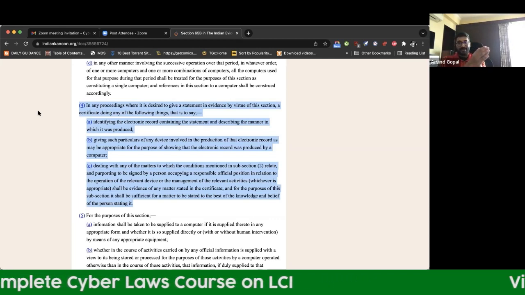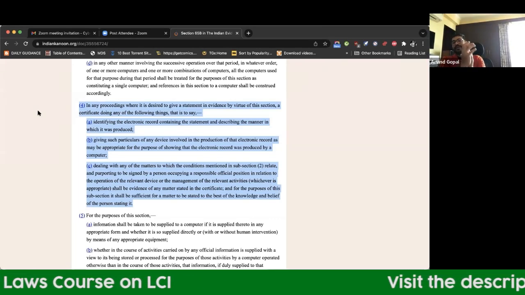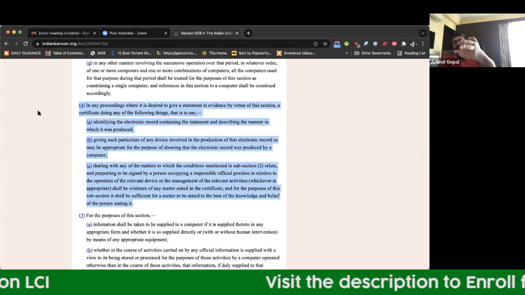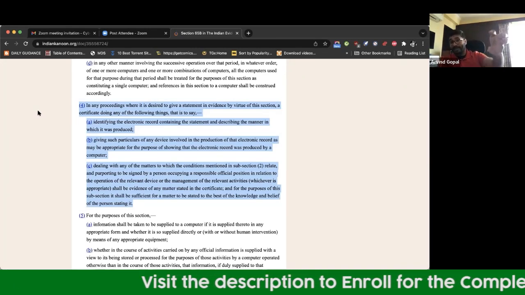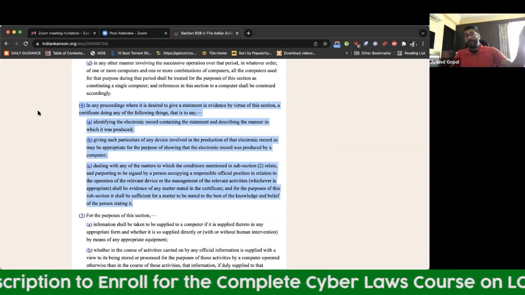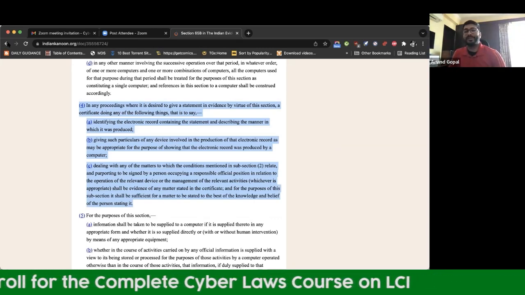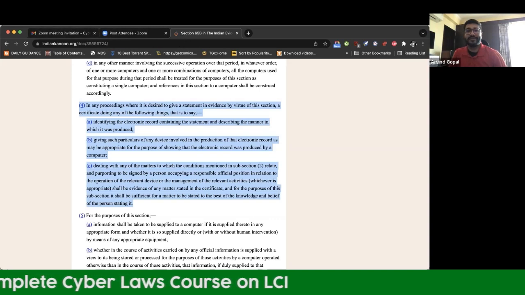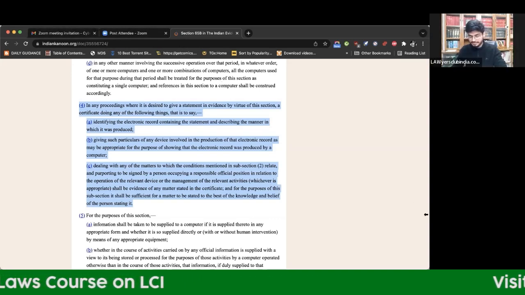But these are generic statements again, which are standard. When Raghav presents his Section 65B certificate, you will see what statements are made in that, and you will be able to relate to the sections that he's taking us through right now. Thanks, Raghav. Thank you, sir.